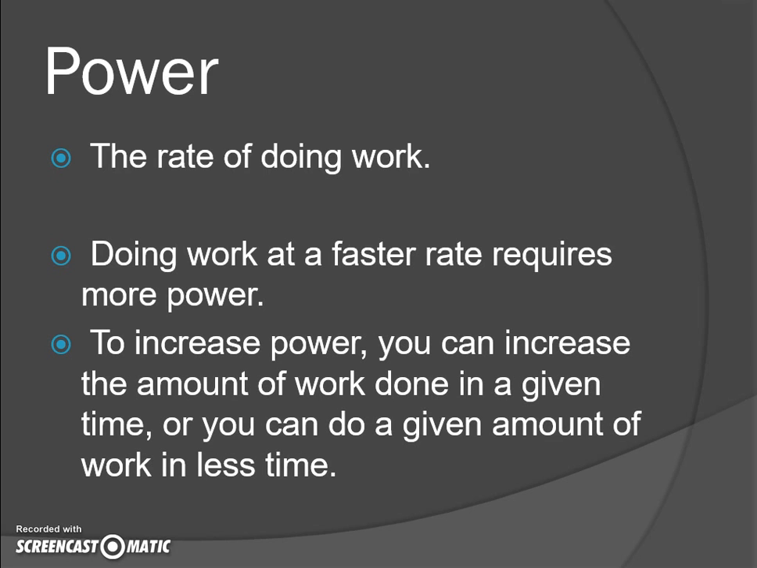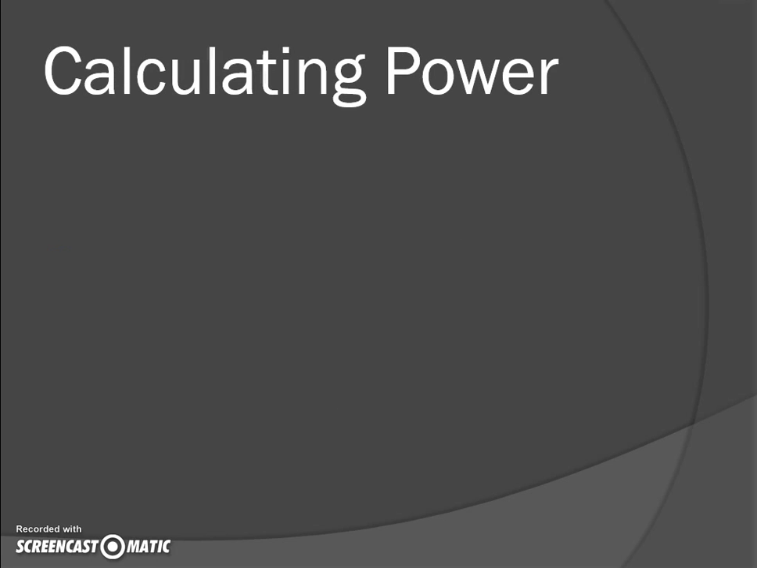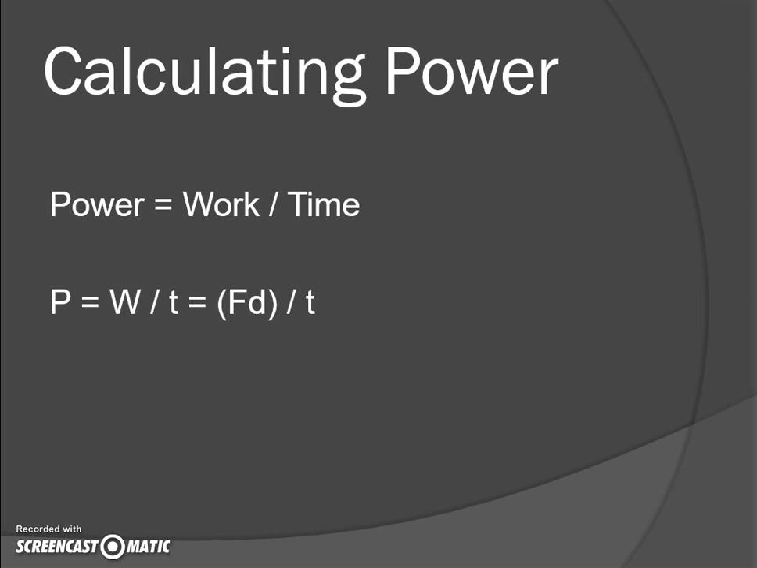If we want to increase the amount of power we have, we can either increase the amount of work done in a specific amount of time, or we can do the same amount of work in less time. So calculating power: power equals work divided by time, or W over T. We can also write that as FD divided by T. I'm just taking the formula for work and plugging it in. You may have to do this in some of your examples that we do in class.